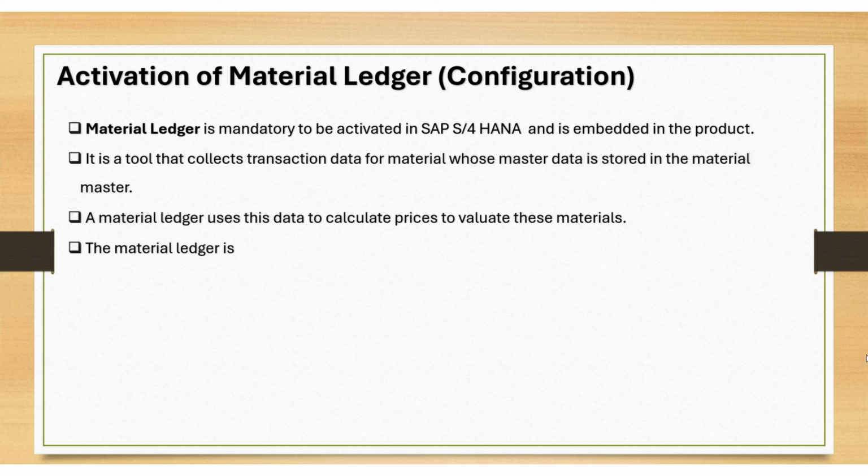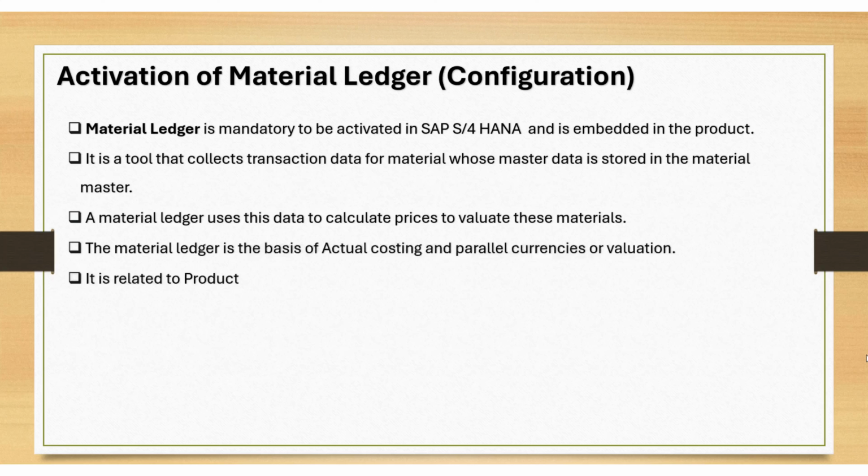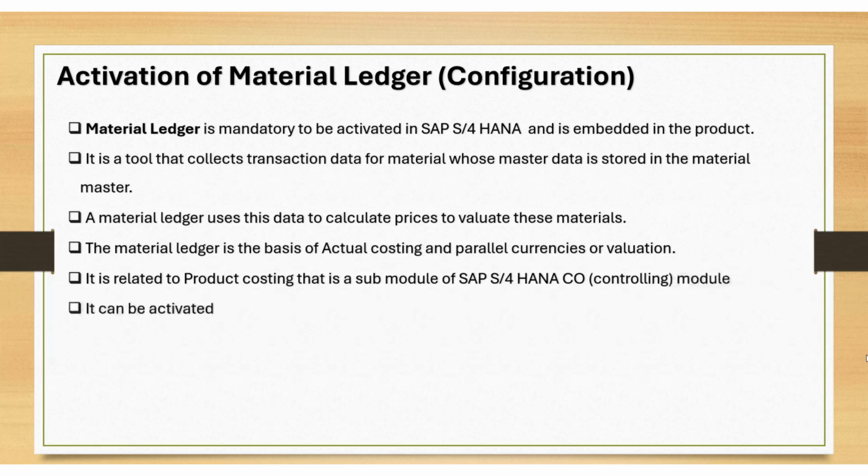A material ledger is the basis of actual costing and parallel currency or valuation. It is related to product costing, that is a submodule of the SAP S/4HANA controlling module. It can be activated through the following transaction codes.